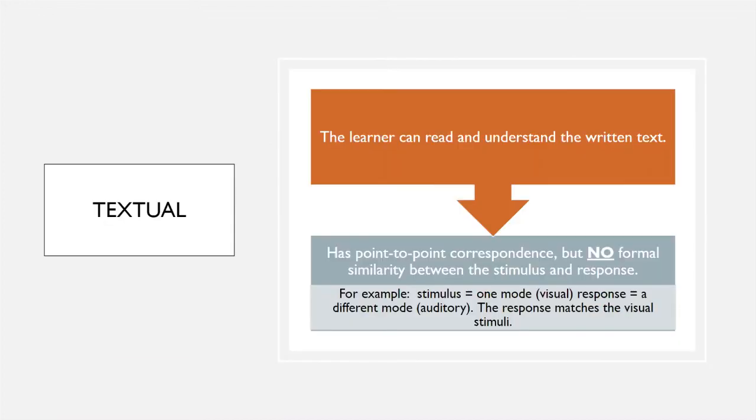Next, let's go over textual. This is when the learner can simply read and understand the written text. This has a point-to-point correspondence, but no formal similarity between the stimulus and the response. Let's look at the example. The stimulus will be one mode, such as a visual card with the written word cow. The response will be a different mode, such as auditory. The response matches the visual stimulus.